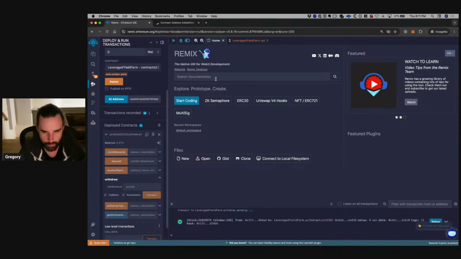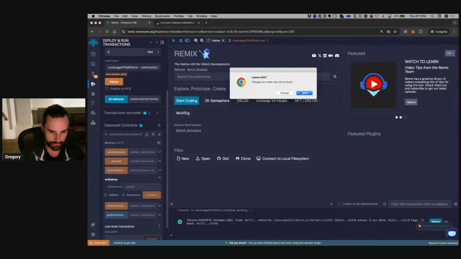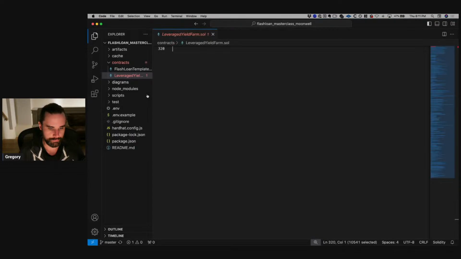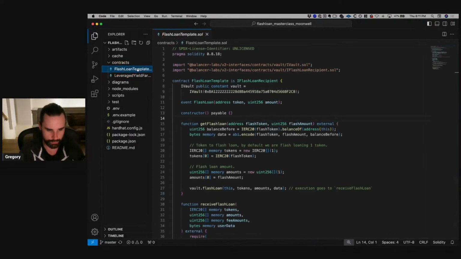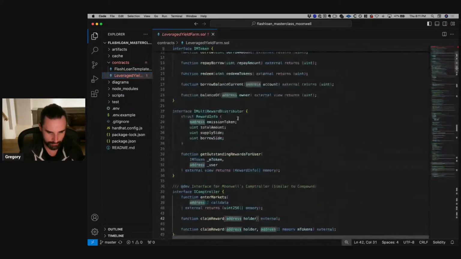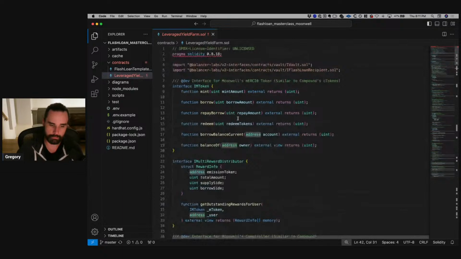That's just one little thing I need to touch on. So that being said, let's close down Remix and check on the code. Let's open everything inside of Visual Studio Code. Let's look at the flash loan template, or sorry, the leverage yield farm, and look at how this works. This is going to be a little more complicated, but I'll walk you through it.